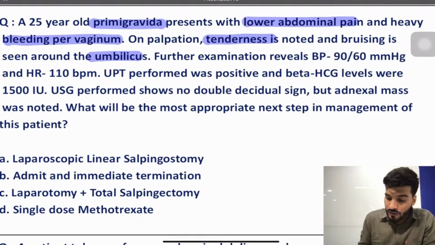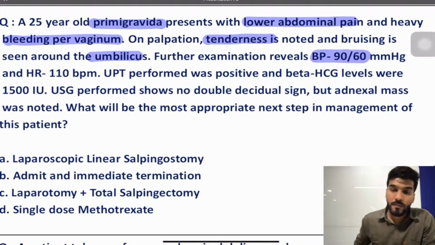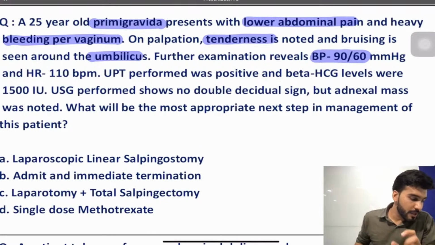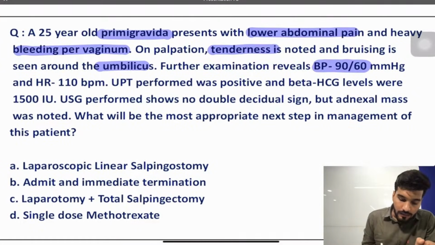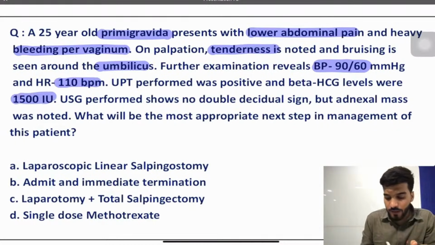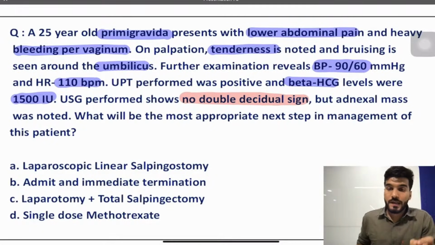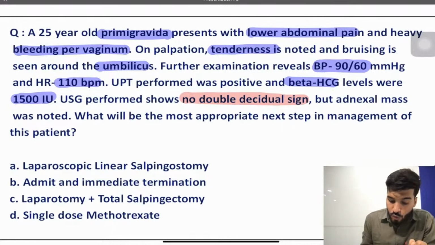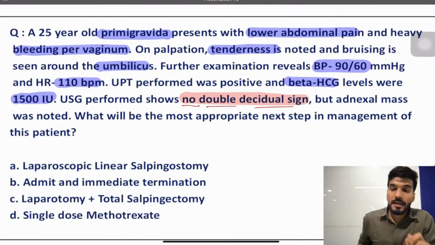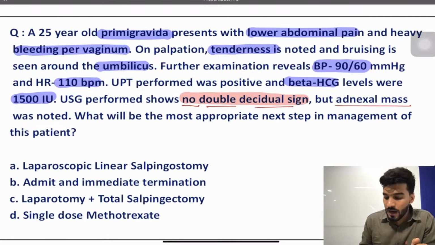The further examination reveals the blood pressure of the patient is 90/60. So patient is having hypotension. Blood pressure is 90/60 and the heart rate is 110 beats per minute. The UPT was positive and the beta hCG was 1500 international units. USG performed, there is no double decidual sign. Now in the chapter of diagnosis of pregnancy, you know that if there is a double decidual sign, parietalis capsularis, it indicates the intrauterine pregnancy. And when there is no double decidual sign, that means it's a case of an ectopic pregnancy. The adnexal mass was noted. What will be the most appropriate next step in the management?